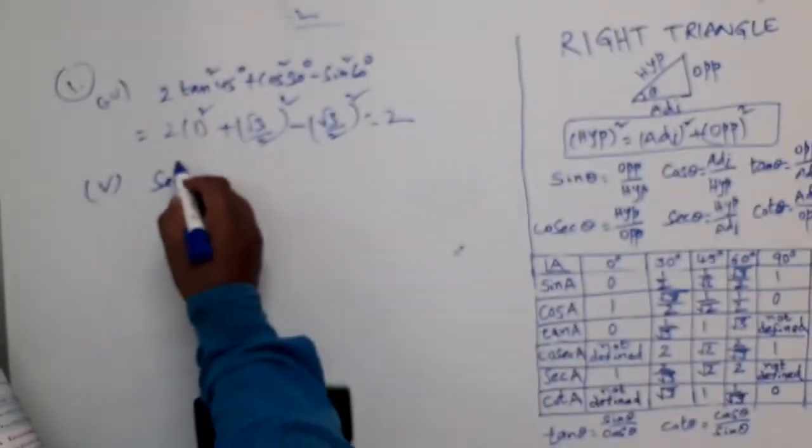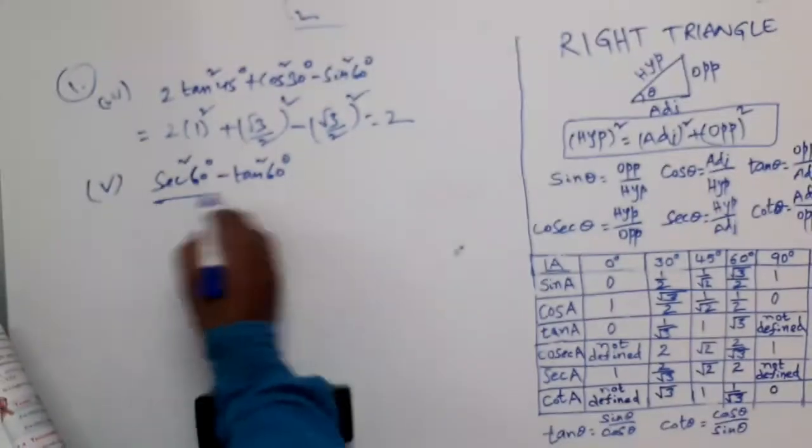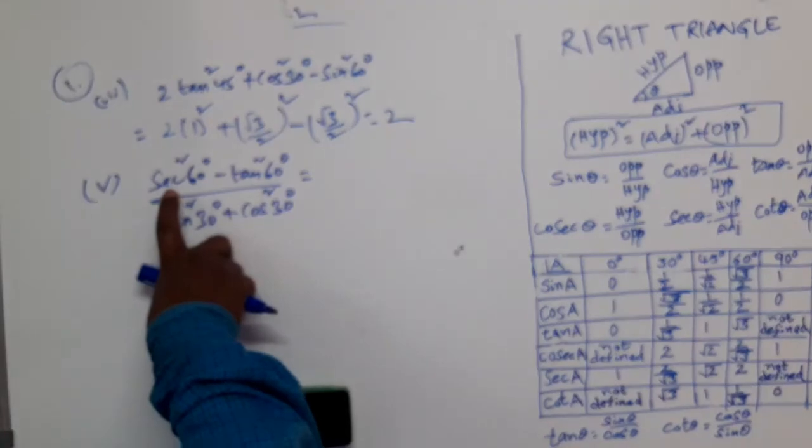Next, the fifth part: secant square 60 degrees minus tan square 60 degrees, divided by sin square 30 degrees plus cos square 30 degrees. This is the question. How shall we proceed? Secant 60 degrees, I don't see the table. How will I write it? This is the reciprocal of cos, so this is 1 by cos square 60 degrees.